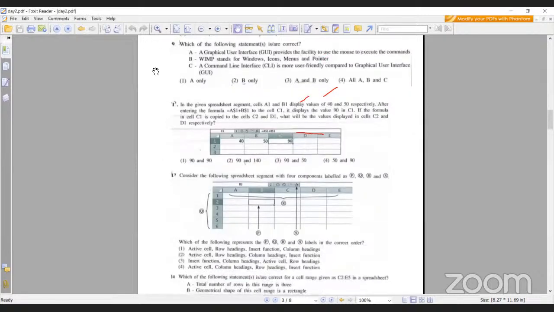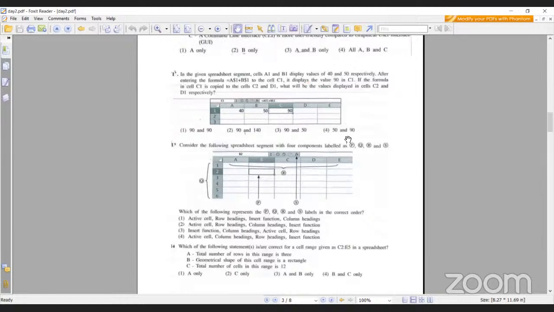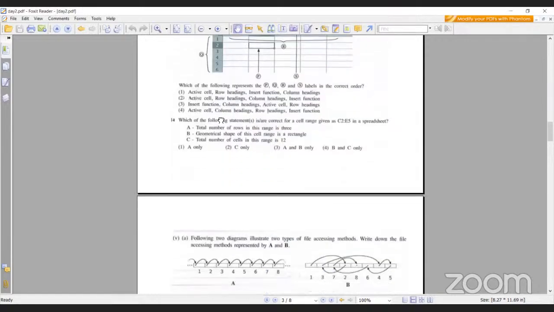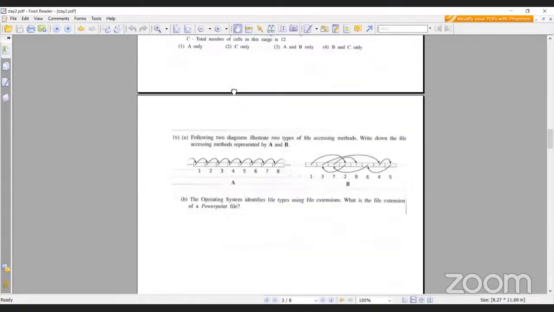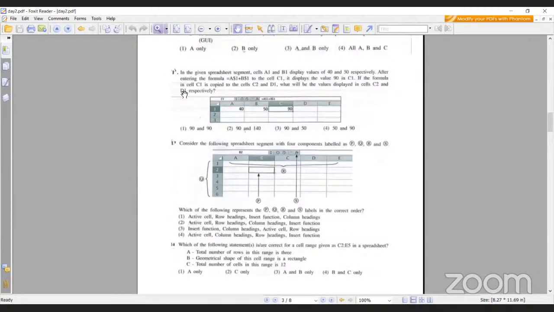Okay, go through the other ones. You can send the answers. There are 1, 2, 3, 4, 5. Okay. MCQs, you try to put the answers.